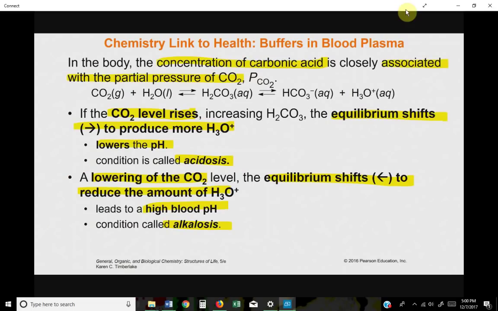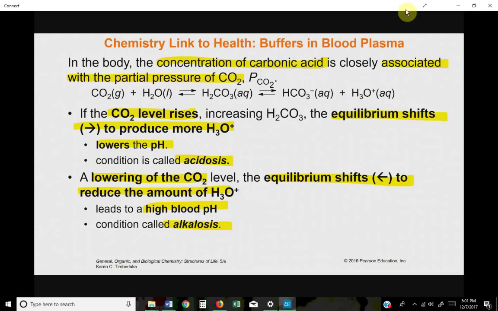So how is the carbonic acid concentration related to the partial pressure of carbon dioxide? When there's too much carbon dioxide present in the blood, rising CO2 levels, it's going to increase the amount of carbonic acid and shift the reaction forward to produce more hydronium. If we produce more hydronium, the pH is going to decrease. If we have too much CO2 in our body, we end up with a problem called acidosis.